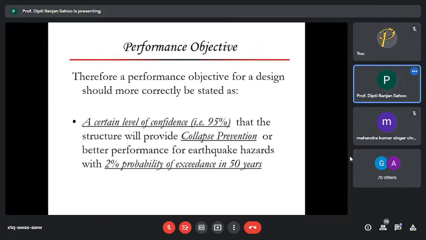So one can do a detailed nonlinear modeling, or some of the codes actually give an indirect way of doing performance based design, even using linear analysis. But in that case, you need to have a certain level of confidence, and typically a 95% confidence level is needed that the structure will provide collapse prevention or better performance for a particular hazard level.